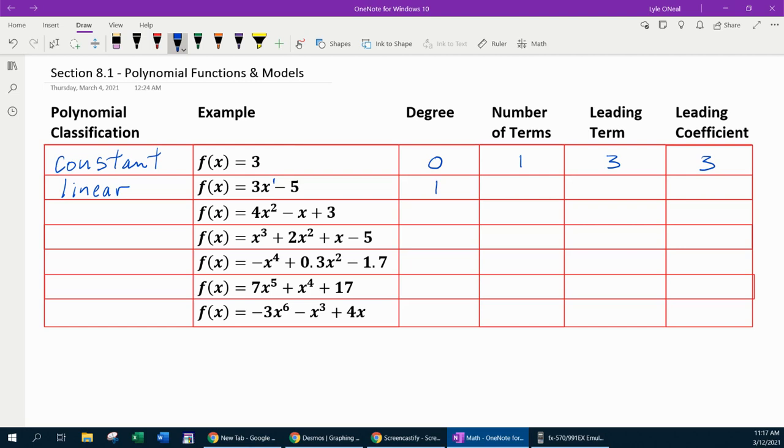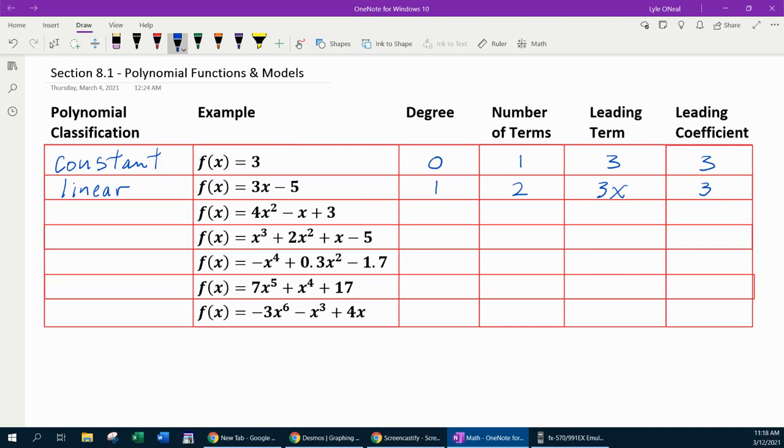The number of terms, this time this function has 2 terms. The leading term is the term with the biggest power. So the 3x is the leading term. Notice that all of it is the term. The number, the variable, the exponent, all of that consists of the term. And the leading coefficient is always the number in front of the leading term. So in this case would also be 3.